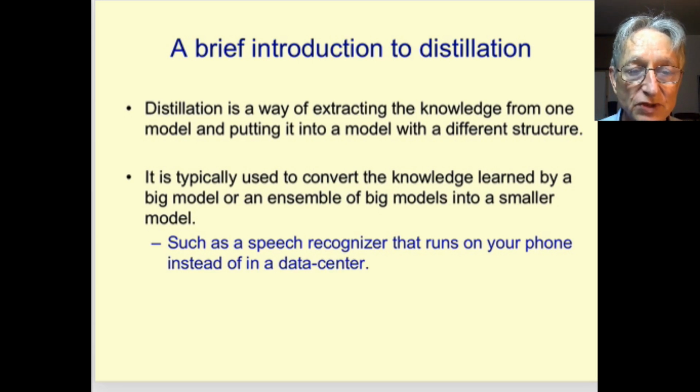It's typically used, and it's quite widely used now, to convert the knowledge in a big model or an ensemble of big models into a smaller model. So for example, if we have a big model that does speech recognition and runs in a data center, we'd like to take the same knowledge and put it in a much smaller model that can run in our cell phone. The same thing for big language models. So that's what distillation is now used for. It's good at that. I'm going to propose a different use for it.